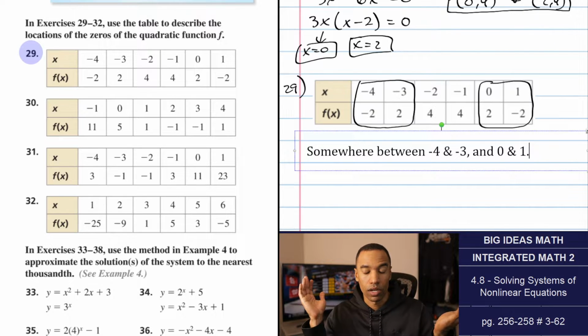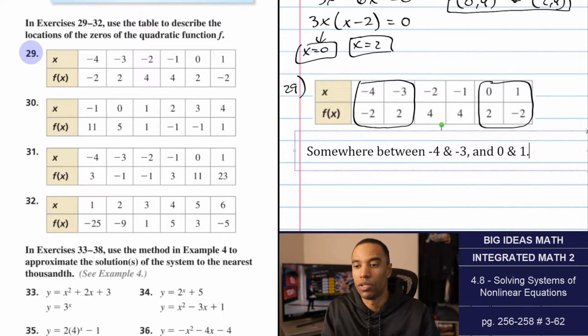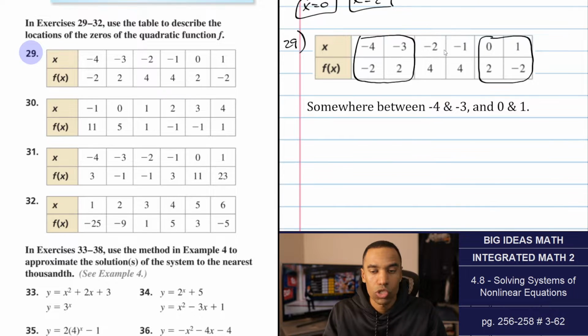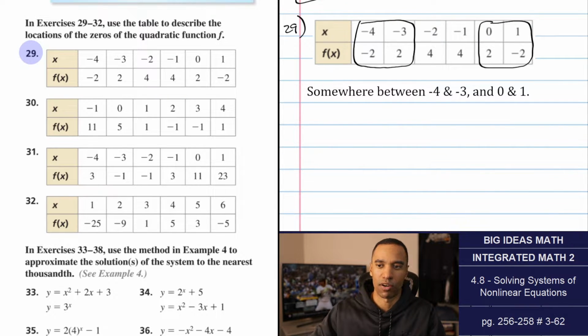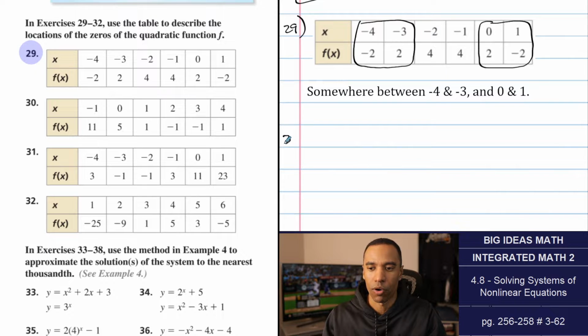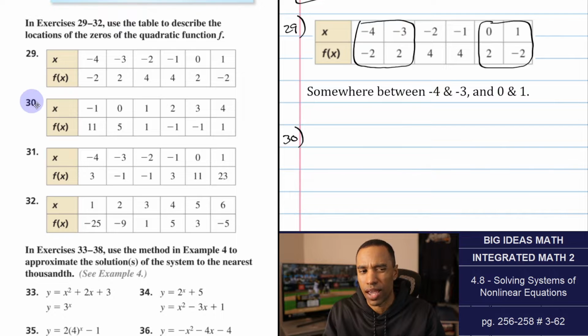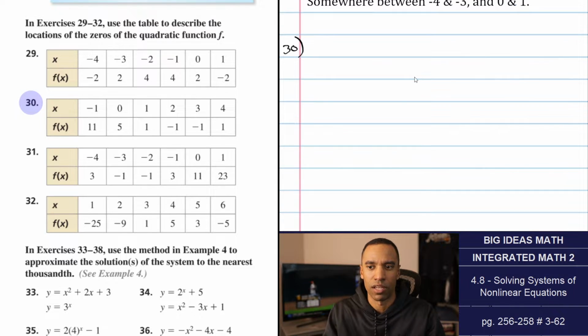Do I know exactly where? No. -3.5? I don't know. They just said, describe them. Somewhere between those two. It's where we go from negative to positive, etc. This probably helps you if you do some of the calculator problems later, and gives you the idea of what you try and do with them. You try and find where it goes from negative to positive and get more precise as you move along.